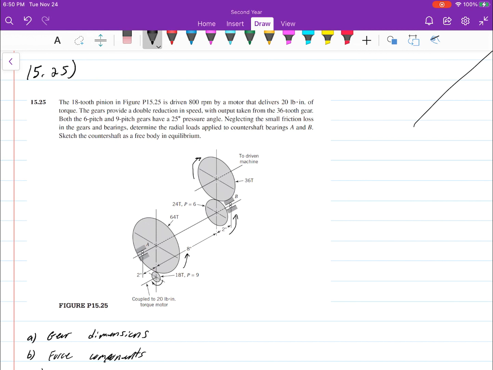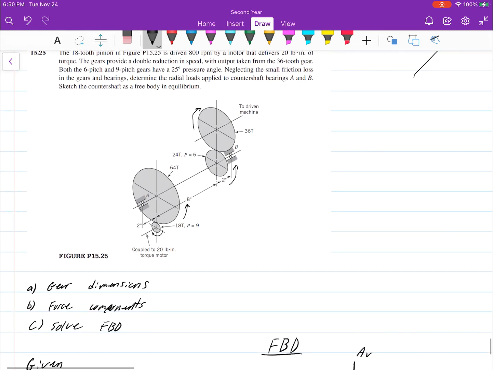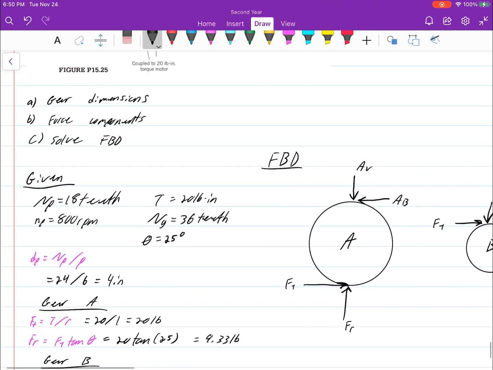So in this question, the 18-tooth pinion in the figure is driven at 800 RPM by a motor that delivers 20 pounds per inch of torque. The gears provide a double reduction in speed with the output taken from the 36-tooth gear. Both the 6-pitch and 9-pitch gears have a 25-degree pressure angle. Neglecting the small friction loss in the gears and the bearings, determine the radial load applied by the countershaft, the bearing at A, and the shaft.